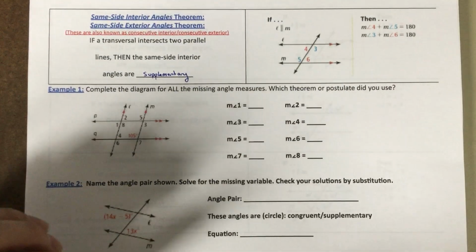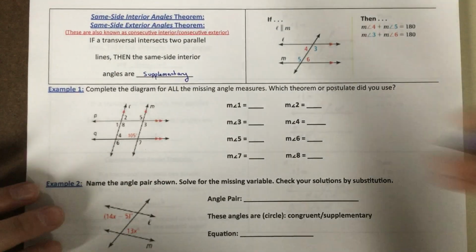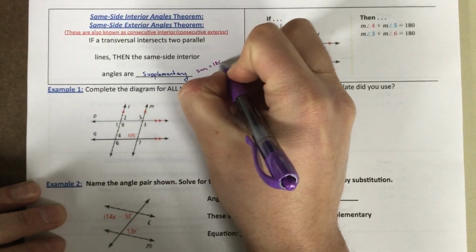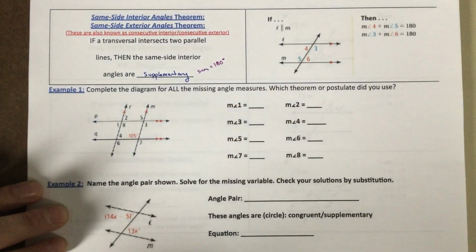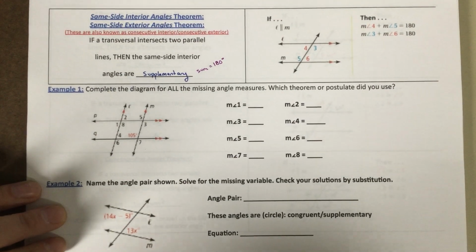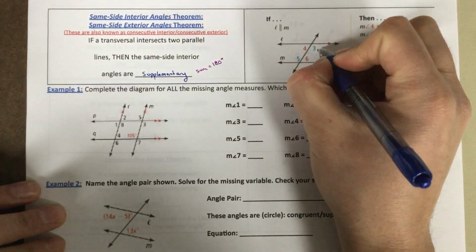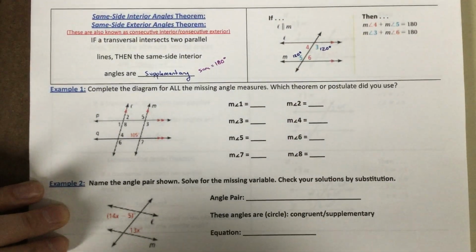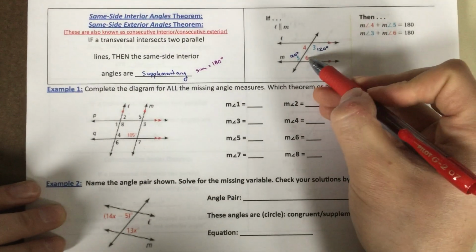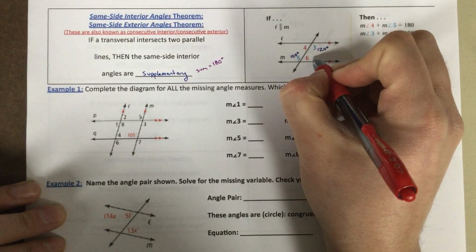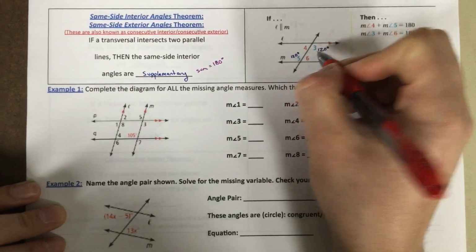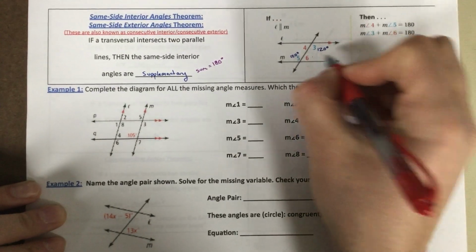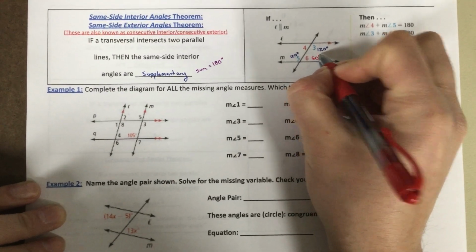They have a sum of 180 degrees. Two angles that add together to equal 180 degrees. So if I said that angle 3 was 120 degrees, then angle 6 also has to, not equal 120, it would have to be supplementary to 120, making angle 6 60 degrees.